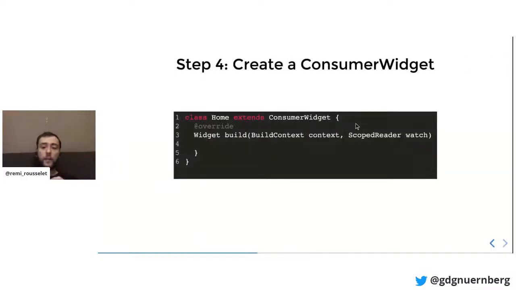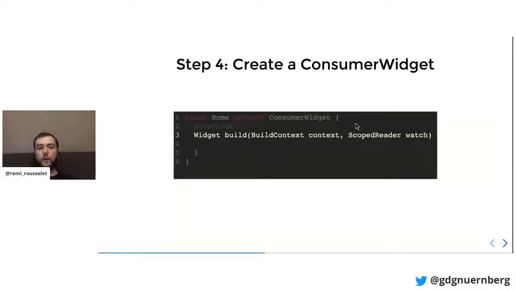From here, we can try and read the counter inside our widget tree. The way this would work in Riverpod would be to use ConsumerWidget. ConsumerWidget, you can think of it as kind of like a StatelessWidget with extra features. It's a StatelessWidget that is also able to read providers. So you don't have to extend StatelessWidget, but instead ConsumerWidget, and it adds this new variable to your build method, which allows you to read providers.